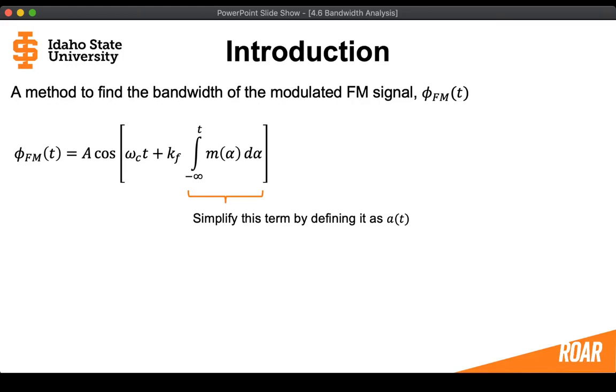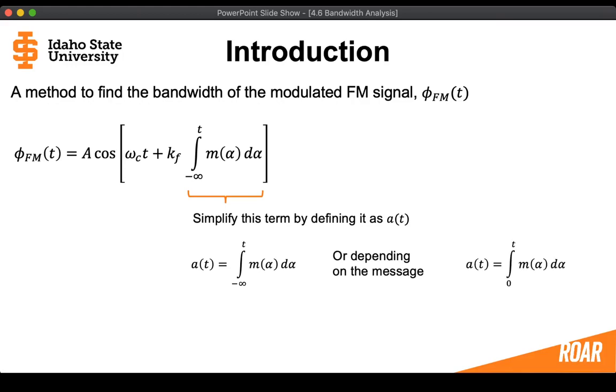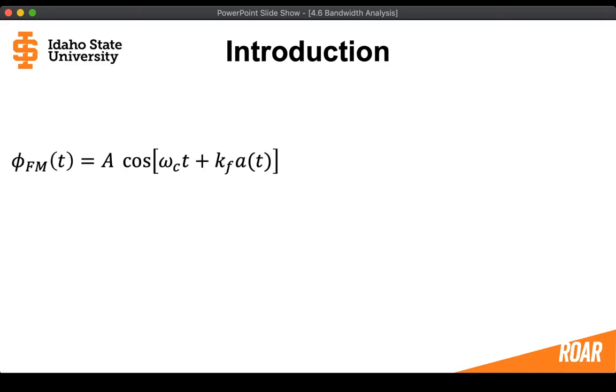So we'll define this integral by calling it some function a(t). And a(t) is the integral from minus infinity to t of the message. Or if your message starts at time 0, you could also just write a(t) as going from 0 to time. So by doing this, we can rewrite the modulated signal phi FM without that integral and instead use this function a(t).